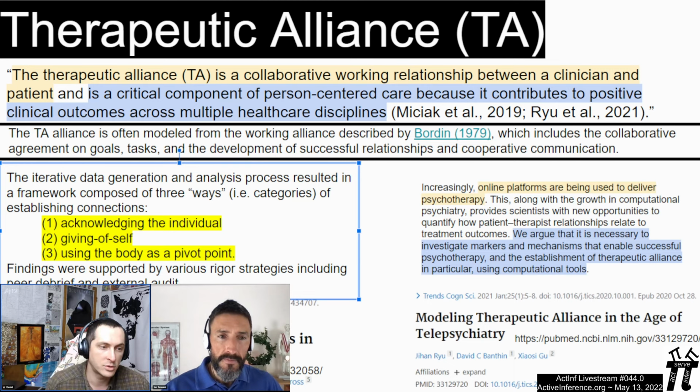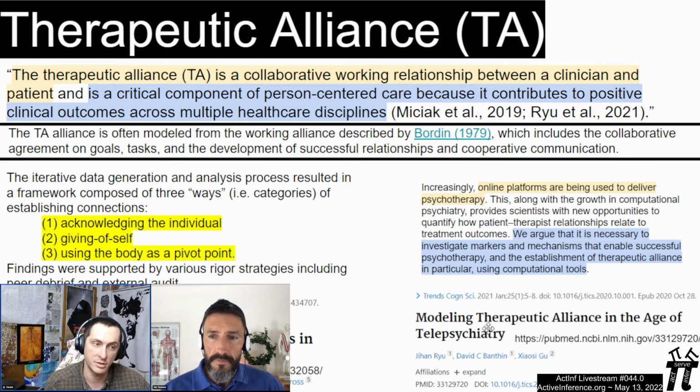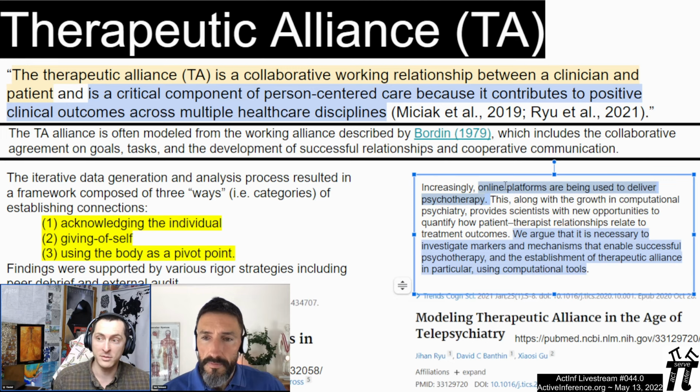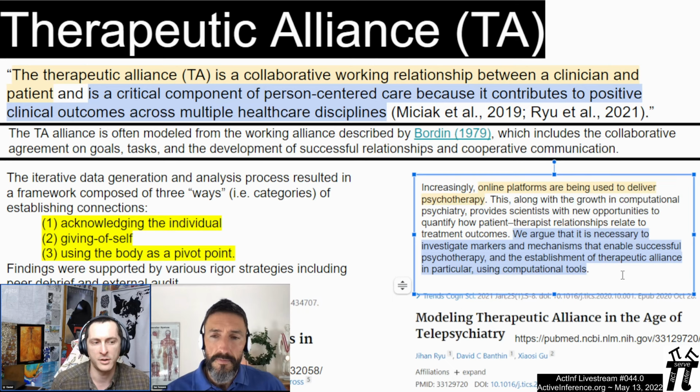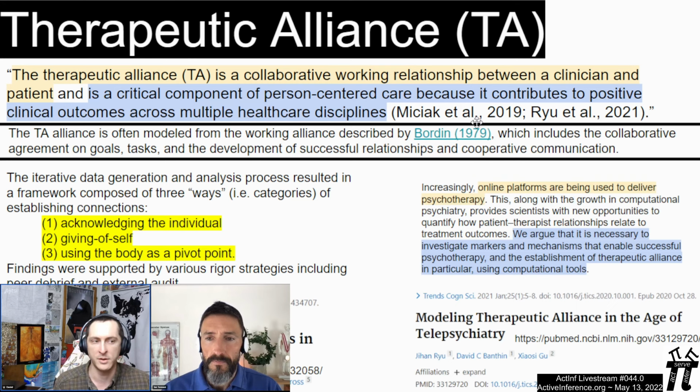And then the Ryu 21 citation, modeling therapeutic alliance in the age of telepsychiatry. They just begin with something that maybe we've all experienced or seen occur, that things are online and remotely, and that includes psychotherapy happening online. And this paper is a call for the investigation of the causes and consequences of successful psychotherapy augmented with computational tools and often carried out using computational means of communication. So a little bit of a classic take on the therapeutic alliance, as well as bringing it into the early 2020s phase that we're in, where we're having conversations with computers, but then where's touch and this disembodiment that could maybe occur if we don't have reminders to re-enter our body during these relationships.